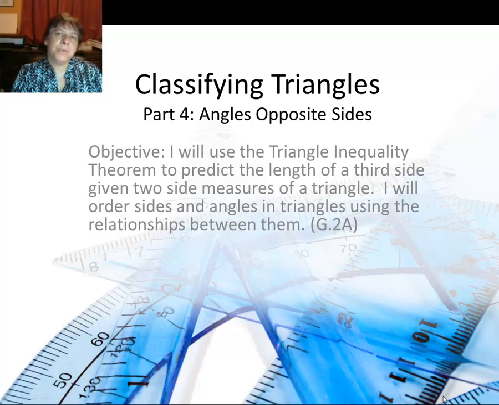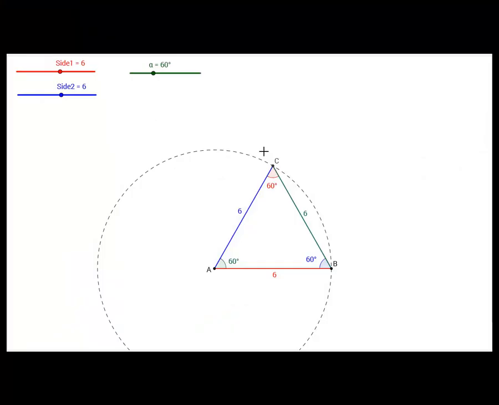Now, in this last part, we're going to look at an interesting relationship between the angles and the sides that are opposite them. This is an applet I created in GeoGebra, and you can see I started with an isosceles triangle. I'm using a circle to show the distances. I can set the length for the third side, and right now I have the two sides matching. So I have a length of 6 and 6 here. If you look at this side, the green side, it's also 6, and everything matches. All three sides match all three angles.